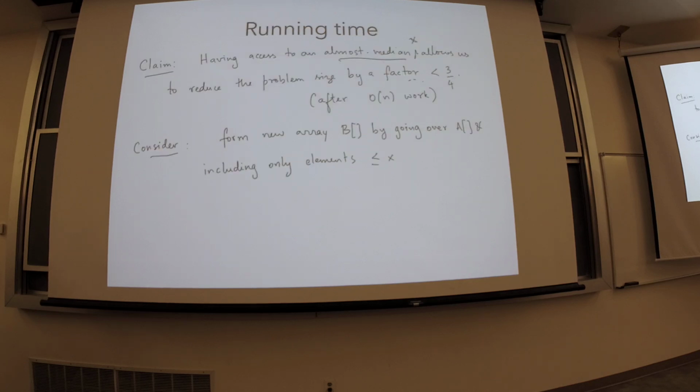Okay? So if you do this with an almost median, since x is an almost median, B will have at most 3n by 4 elements.